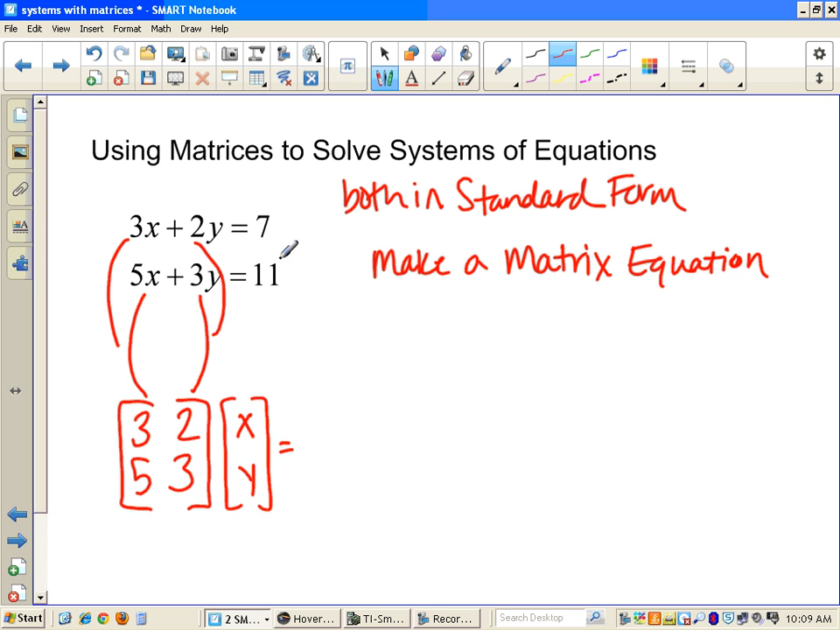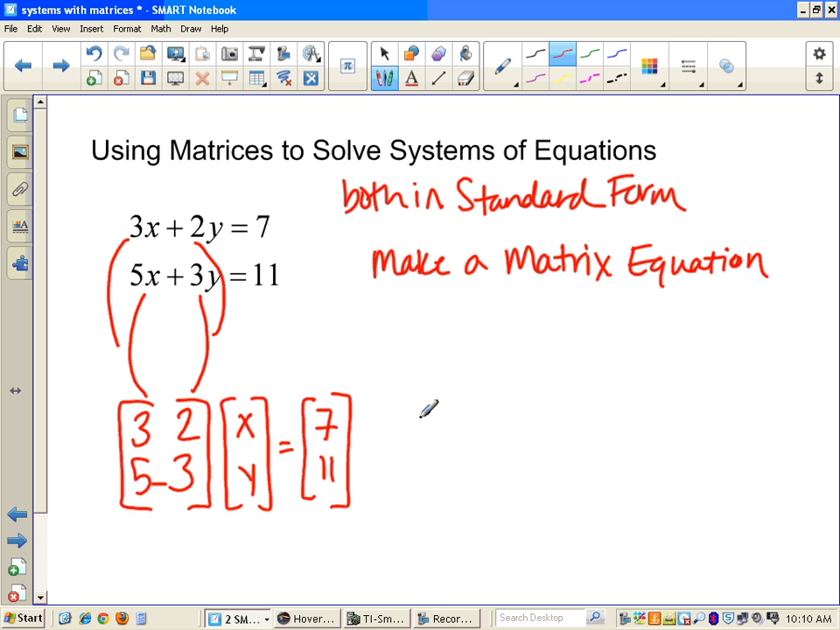And then we take the two numbers on the end and put those into a matrix by themselves. So we're looking at this 2 by 2 matrix, the row times the column, so the 3 matches up with the x and the 2 matches up with the y, and then the bottom part, the 5 matches up with the x and the 3 matches up with the y, right? Remember, to multiply matrices, the row times the column. So this is called the matrix equation.